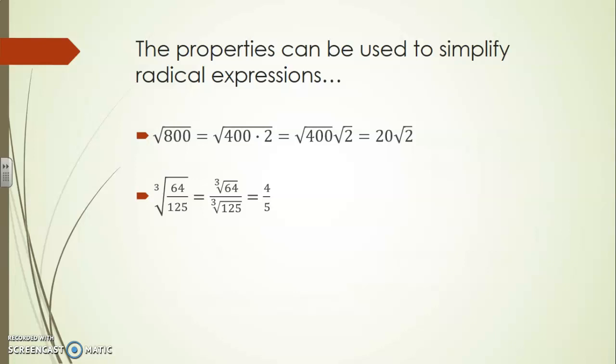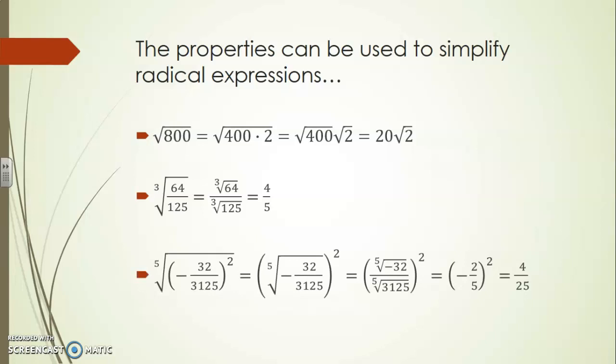Cube root of 64 over 125. So here we're going to use the property that allows us to apply the cube root to the numerator and denominator individually. The cube root of 64 is 4 because 4 cubed is 64, and the cube root of 125 is 5, so we have a reduced fraction.